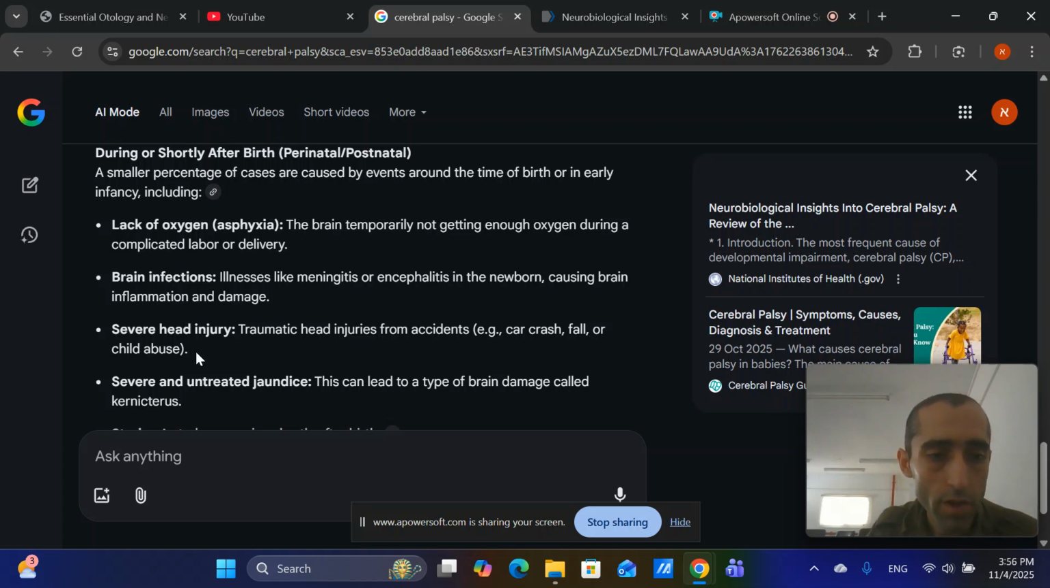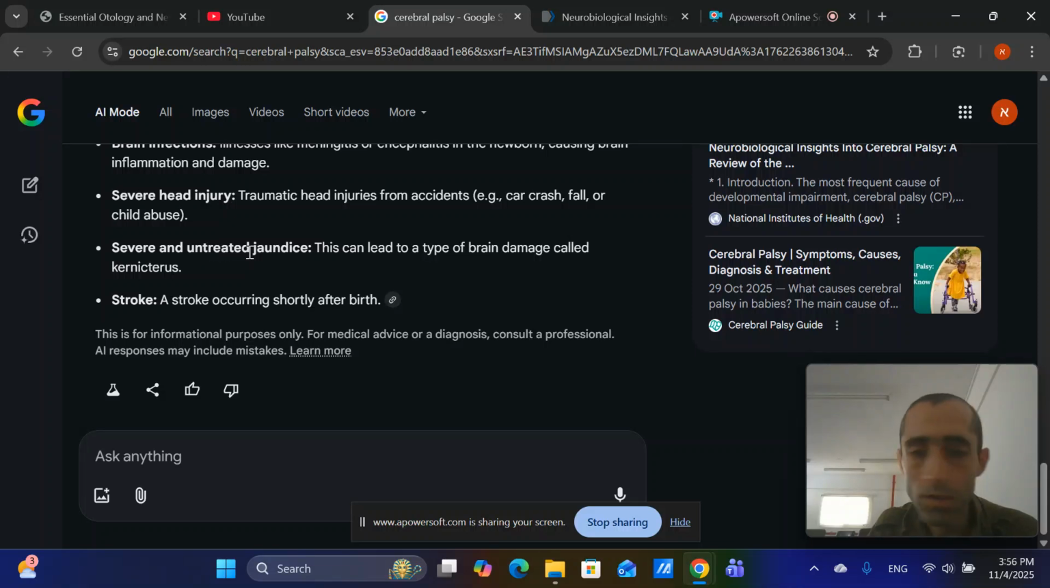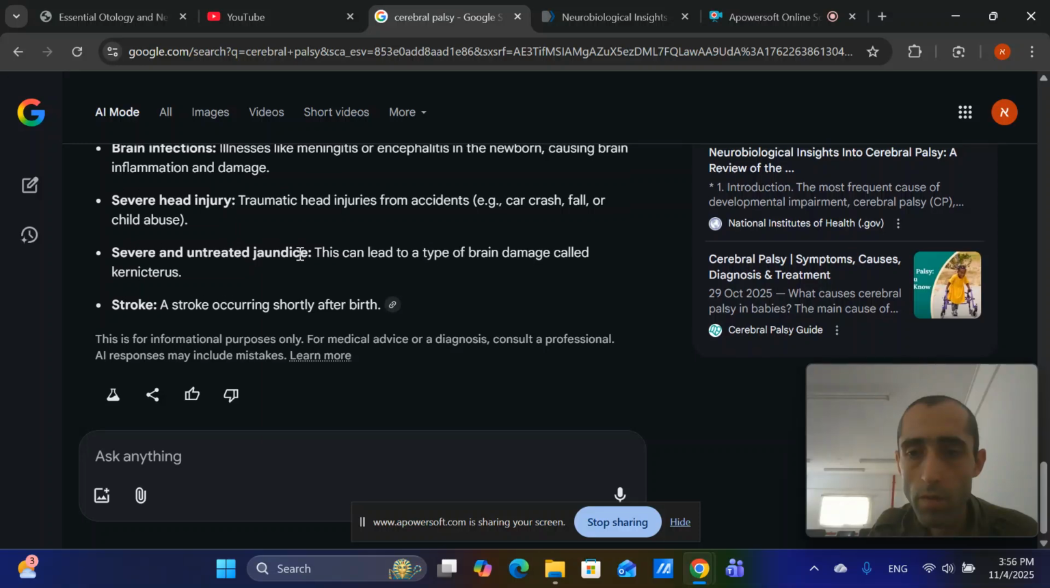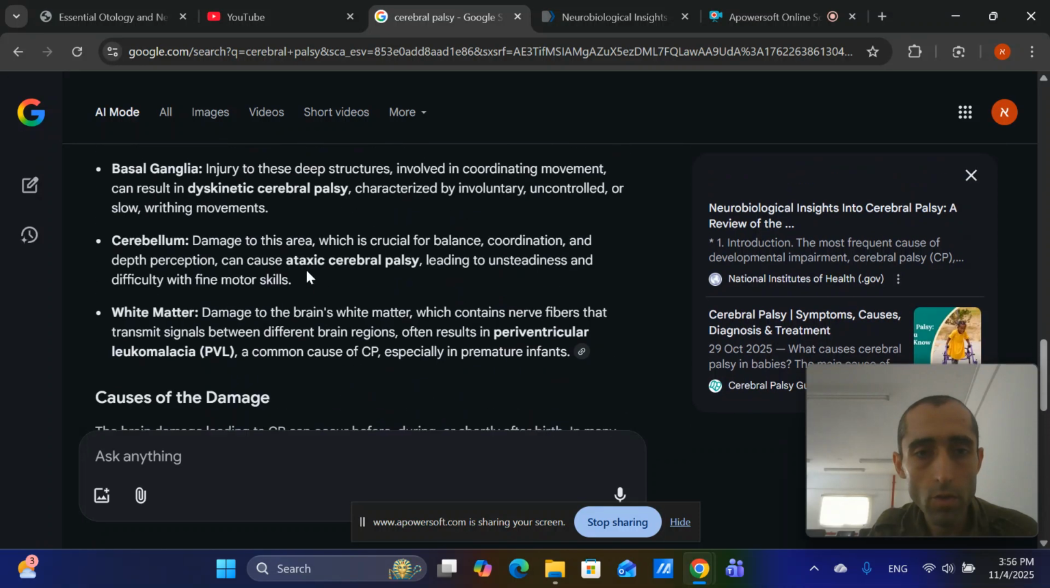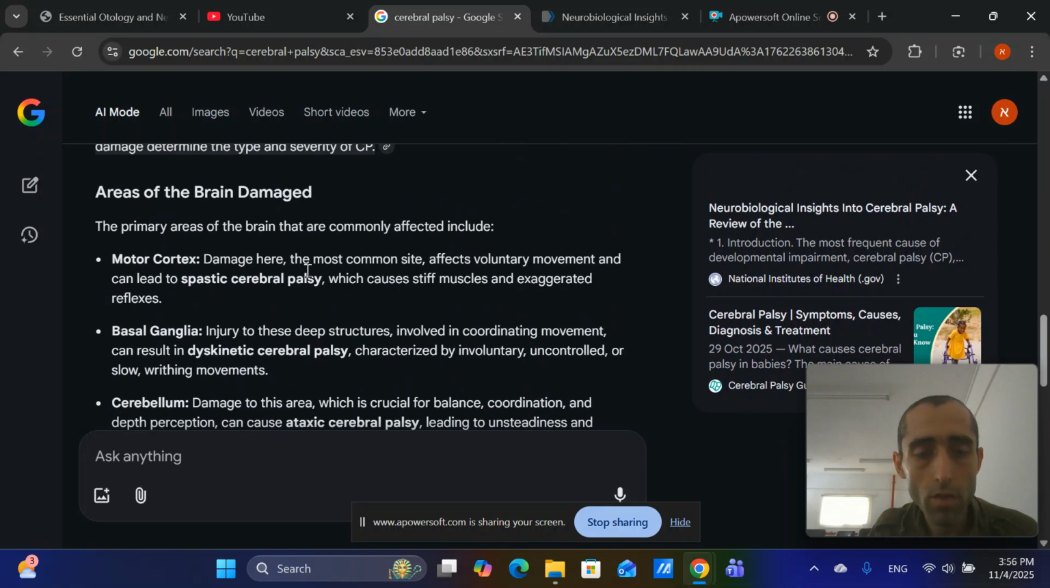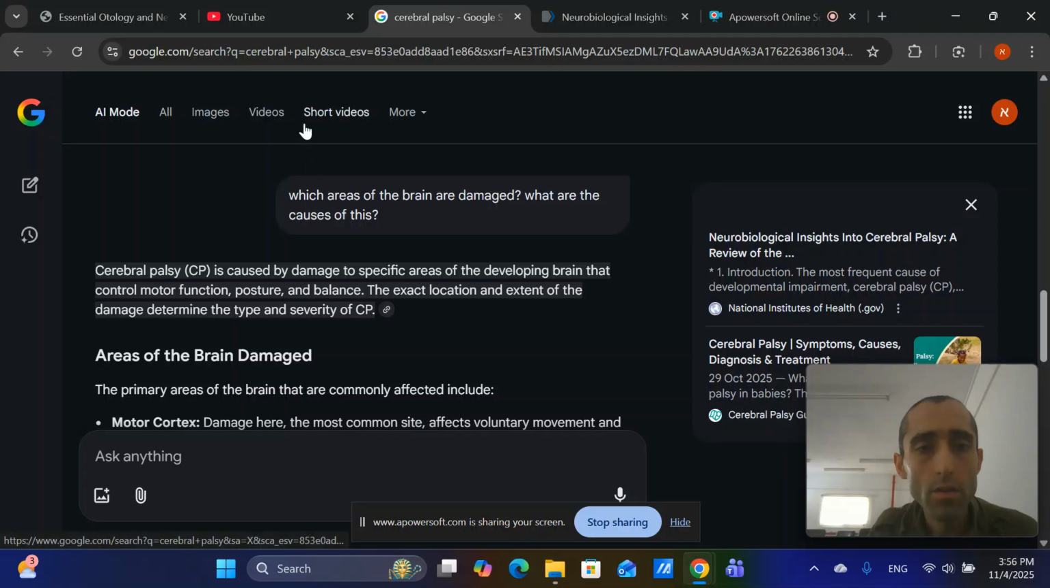Brain infection, severe head injury, severe untreated jaundice, like kernicterus: unconjugated bilirubin that accumulates in the newborn can cause kernicterus, which can be toxic to the brain. And toxic to the brain, namely, it can cause damage to one of the areas that can cause cerebral palsy. So there is no cure for this. Once you have cerebral palsy, you will be with it.